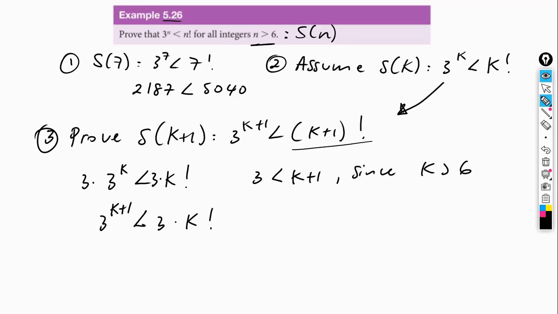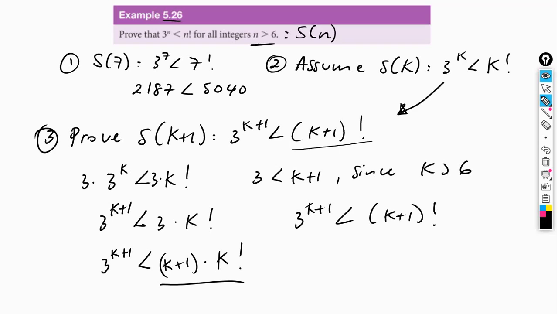So we could rewrite this as 3, and then here we write k plus 1 times k factorial. And then notice that this here is equivalent to k plus 1 factorial. So we have the proof. So through mathematical induction, we have proven the statement to be true.